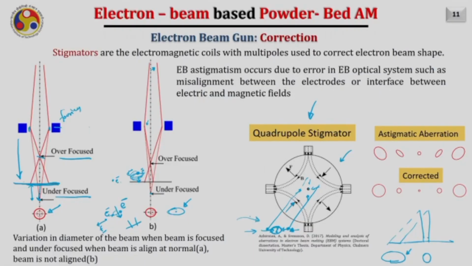Please recall how we do this beam correction in the case of laser. We do this correction of the beam in the case of laser by utilizing the f theta lens that corrects its focal length, as well as corrects its distortion in the shape. Here the same thing is achieved by the multipole stigmators.